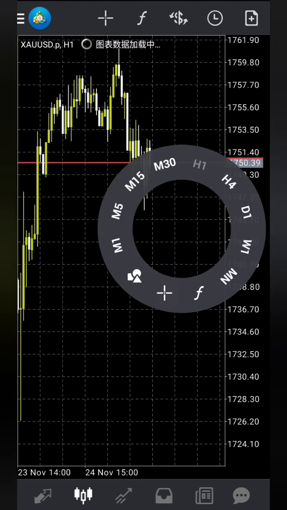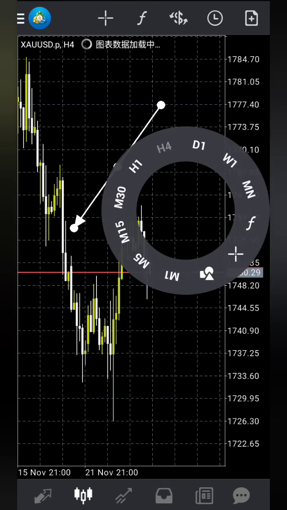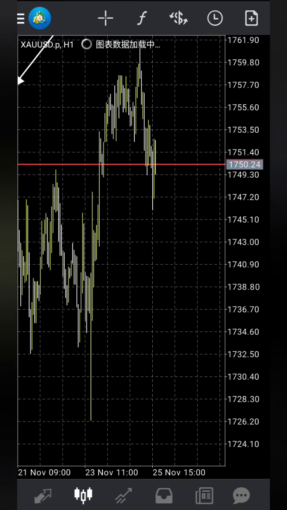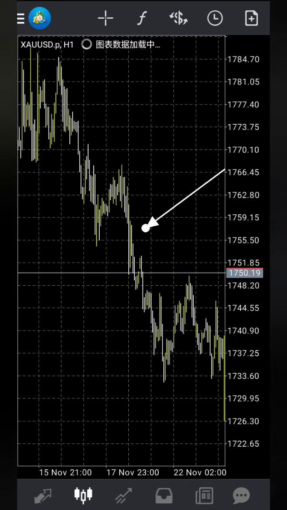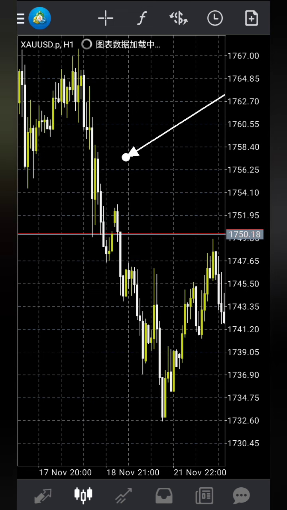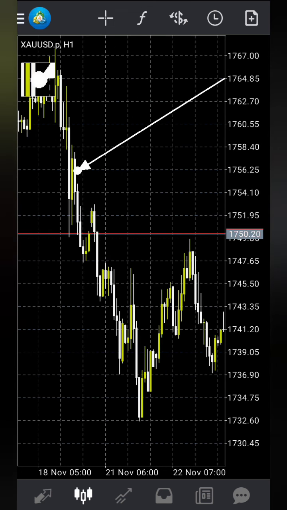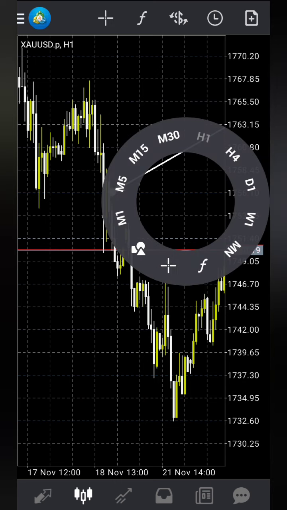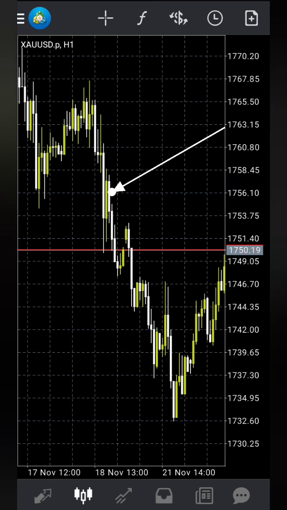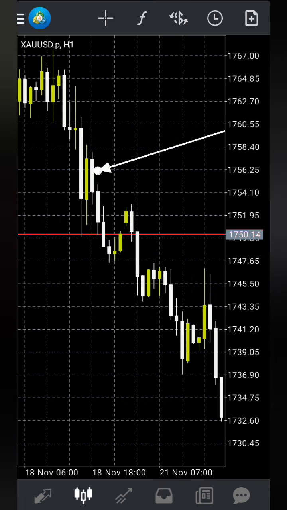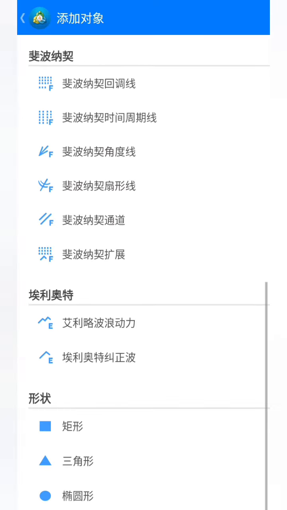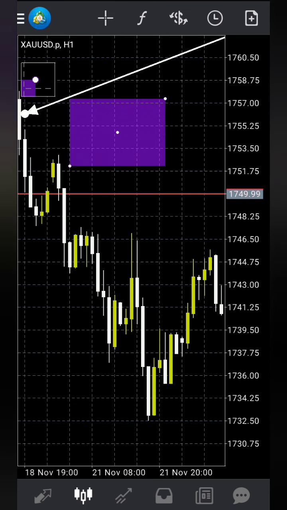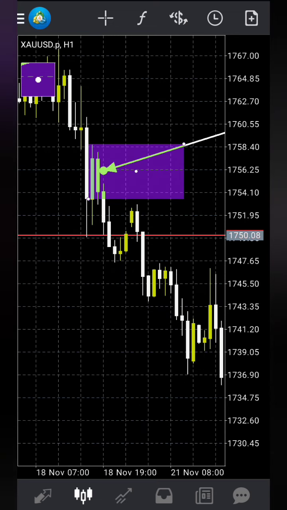For hidden zone, we need to change to a lower time frame than H4. Let's say we go to H1. So you can see here, this is a supply sell zone, and this is actually a bearish engulfing. So we can draw the bearish engulfing zone there. We draw from the body to the upper shadow.